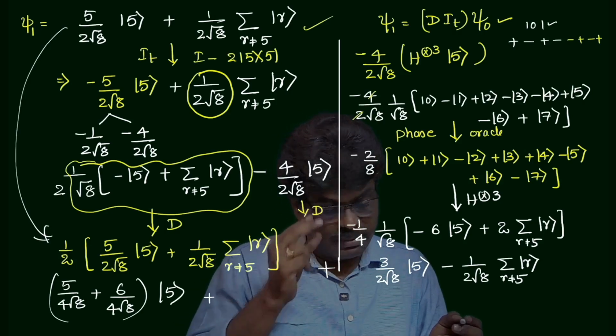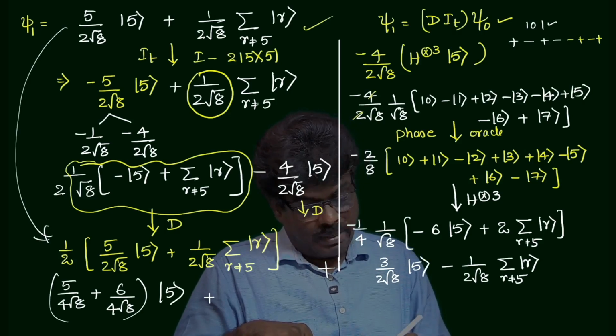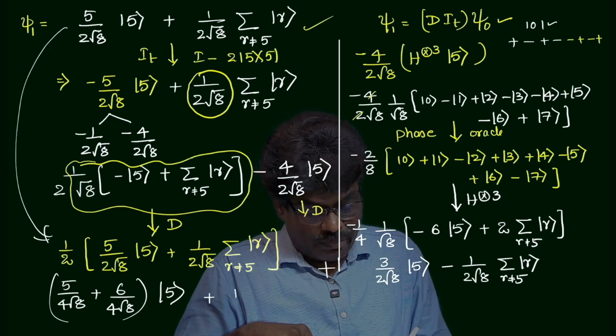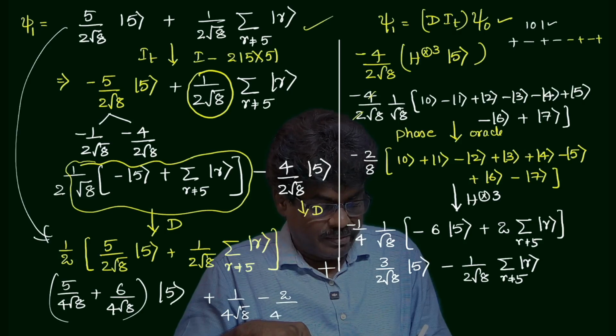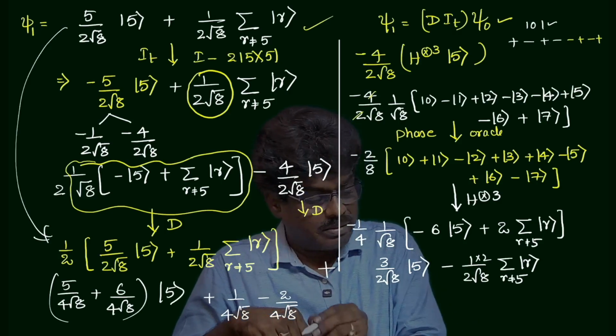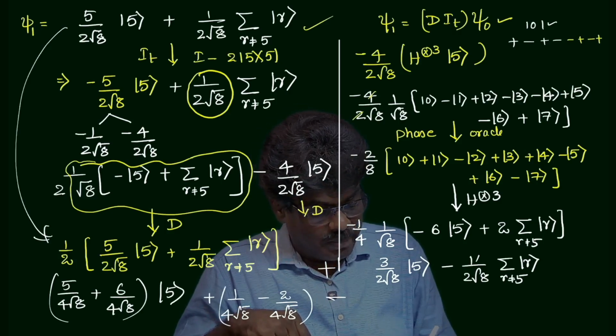Okay, let me check whether it is right or wrong. Yeah, so 1 by 4 root 8 and this is minus 2 by 4 root 8, because just here I multiply with the 2 and here also 2. Okay, so into the remaining states.